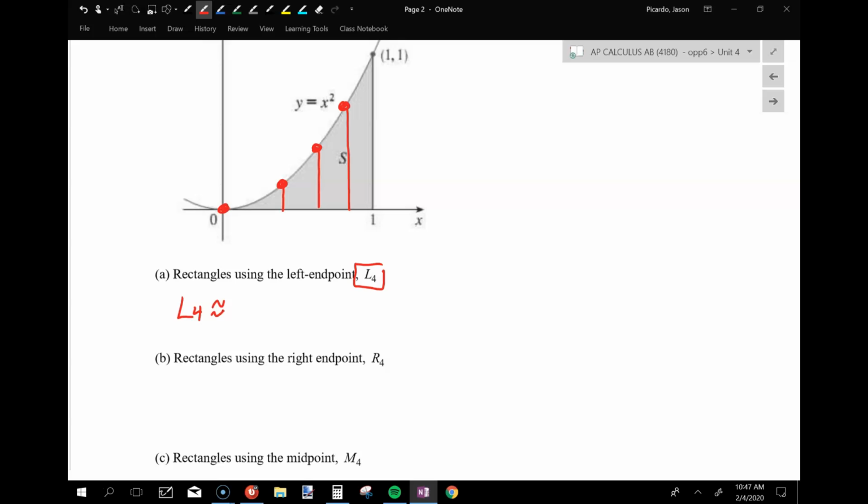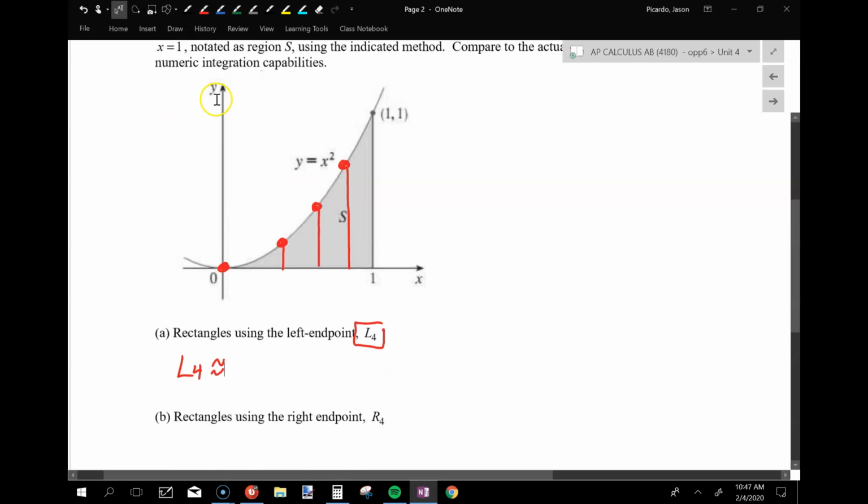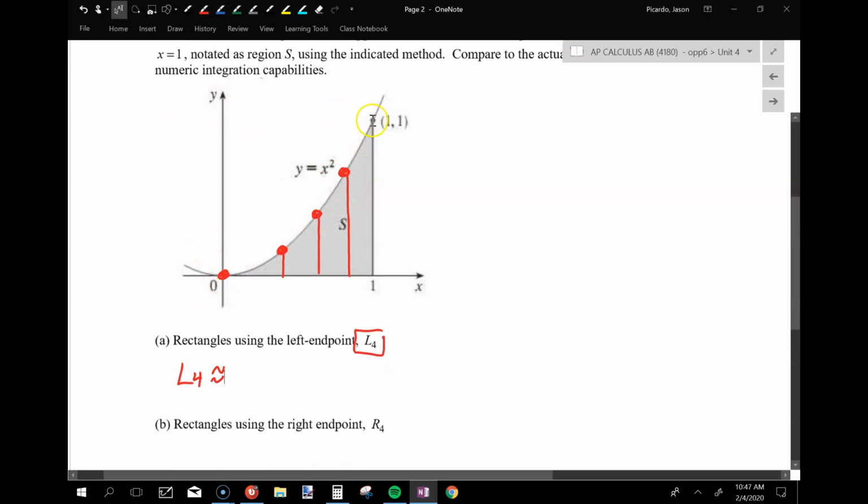So let's go through the problem. Let's make sure we understand what we're being asked to do. Guys, this is a part of my x squared curve, right? I want to know how much area is under the curve between 0 and 1. So this little highlighted region, okay?